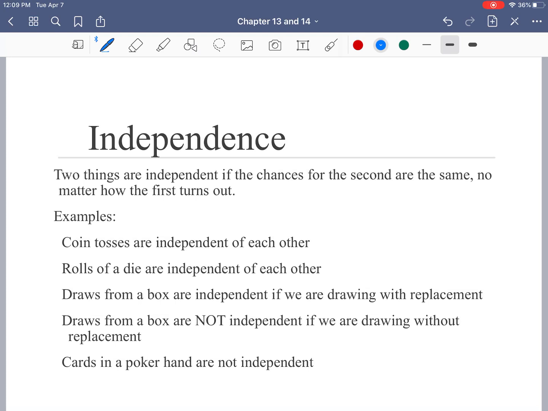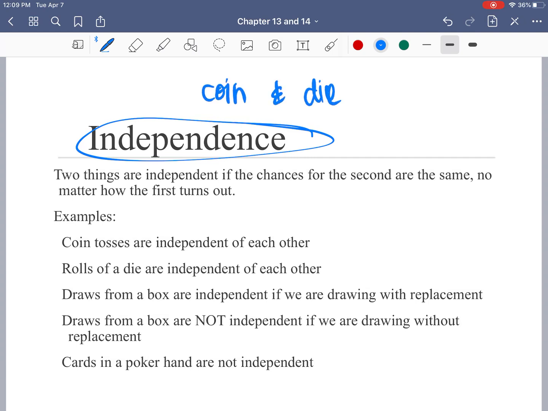Okay, 2 things are independent if the chances for the second are the same no matter how the first turns out. We already talked about this idea of independent. A coin and a die are independent of each other. What happens with the coin has nothing to do with what happens with the die. If you roll or flip 2 coins, they're independent. If you flip a coin and then flip the coin the second time, that second coin toss has nothing to do with the first coin toss.